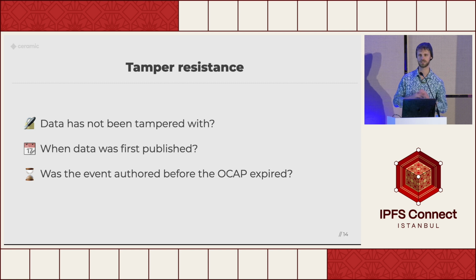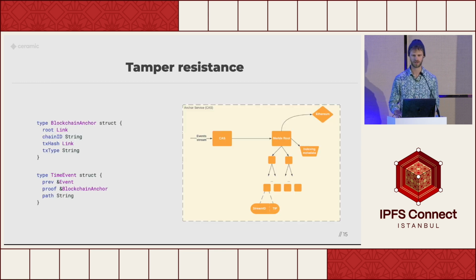But if I synchronize this data structure 2 days from now, I don't really have a way to know what time the event was actually authored at if we don't have some type of external source of time. And so this is where we introduce the concept of a timestamping system. Essentially, it's something we're calling a blockchain anchor.